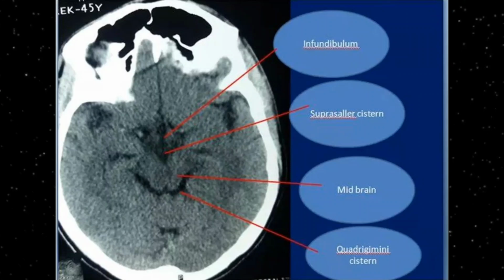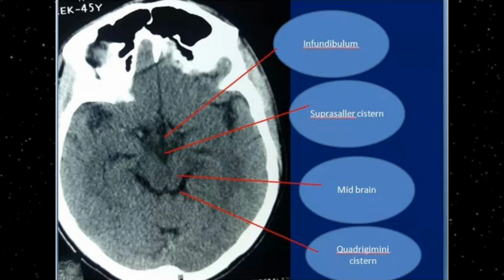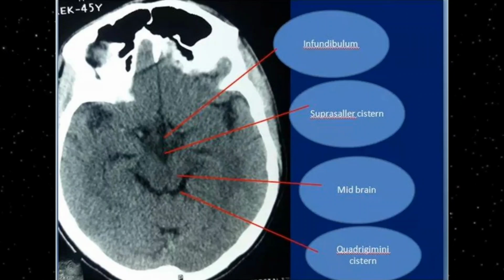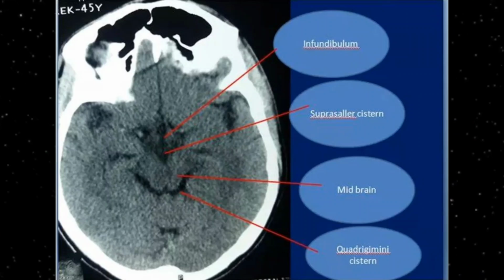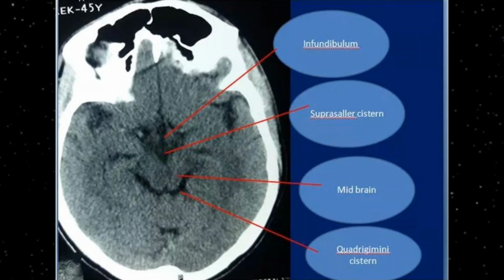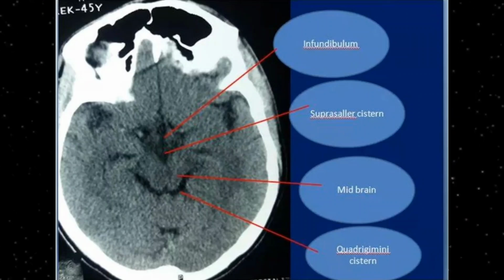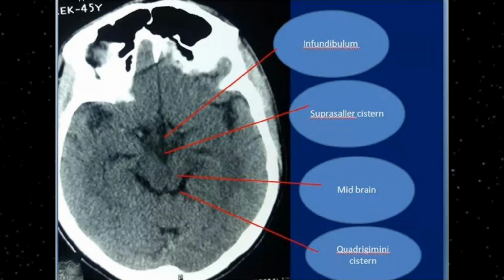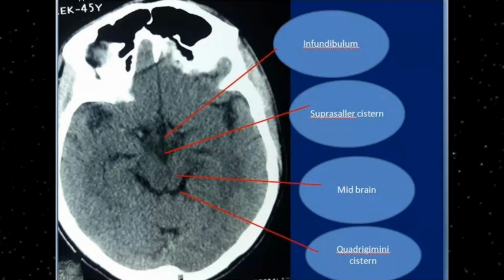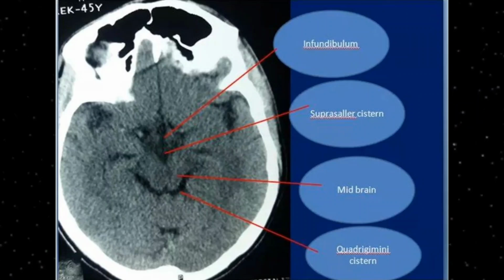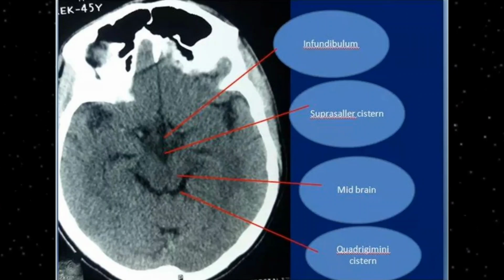And then there is a suprasellar cistern. But if you closely look between these two peduncles, there's a small area that is called the interpeduncular cistern. On the top of it is the suprasellar cistern, and then you can appreciate this infundibulum. There's a very thin white line which connects the pituitary gland to the rest of the brain, and this small thin line is called the infundibulum.